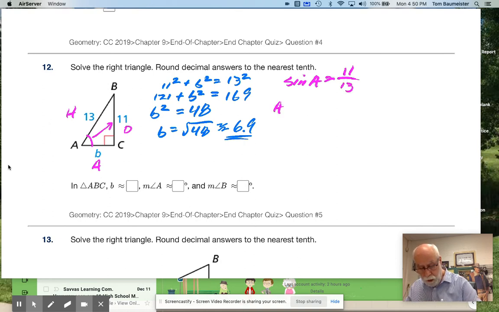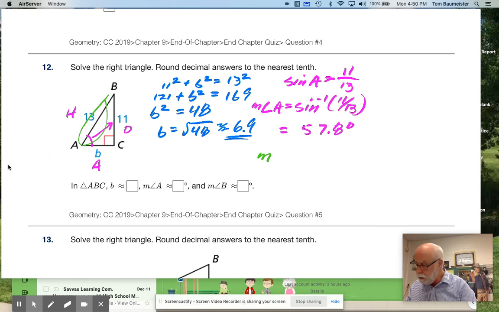So our A then would be the inverse sine of 11/13. And if we work that one out, we'll get 57.8 degrees. And then the easiest thing to do on the other one, you could always use the cosine of it, but remember that we can always say that the two angles here add up to 90 degrees. So the measure of angle B would equal 90 minus 57.8, which will equal 32.2.